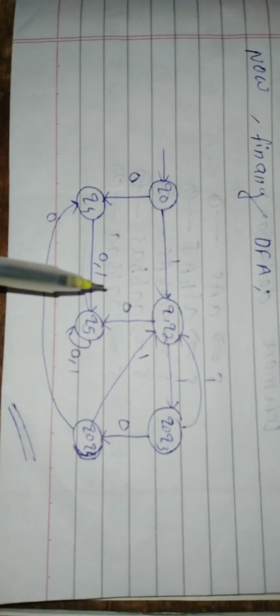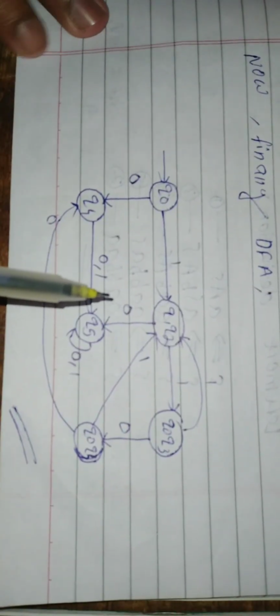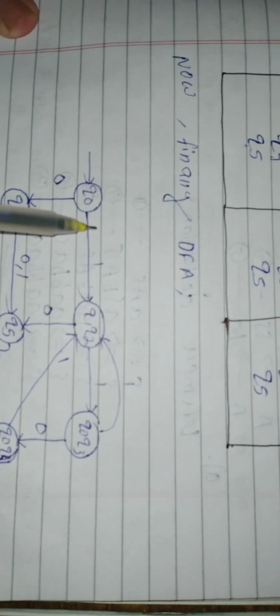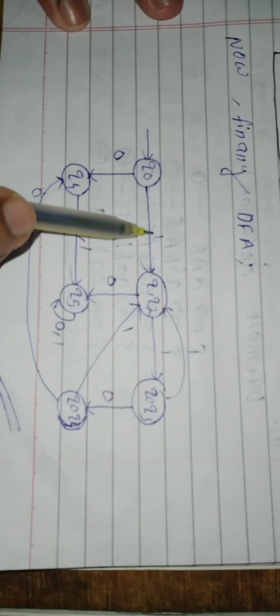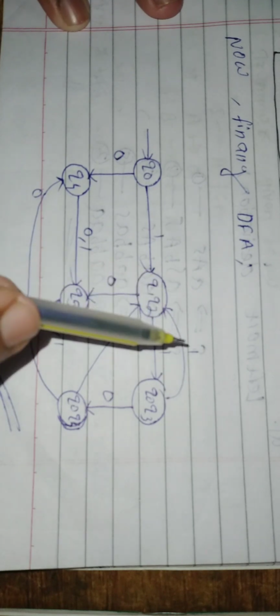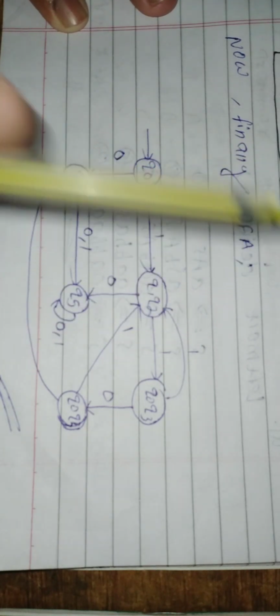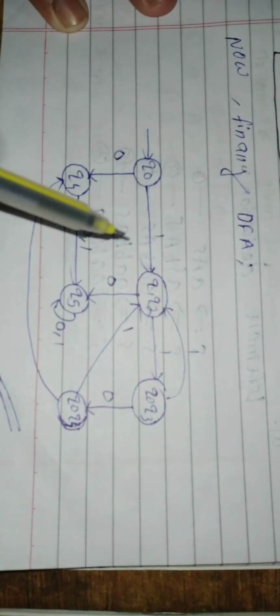So this is the final output, the DFA. Like see, Q0 if it gets 0 goes to Q4, and when Q0 gets 1 it goes to Q1Q2, and again on 1 it goes to Q1Q2. Like from this transition table we have to construct this DFA.